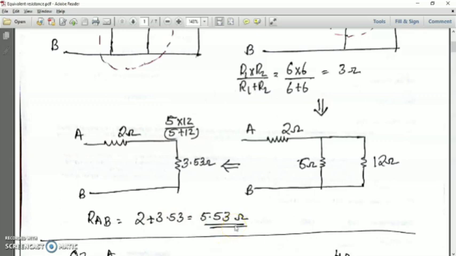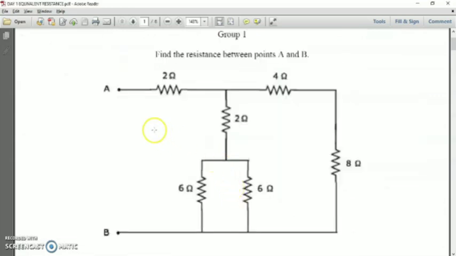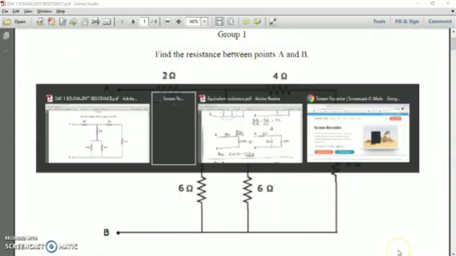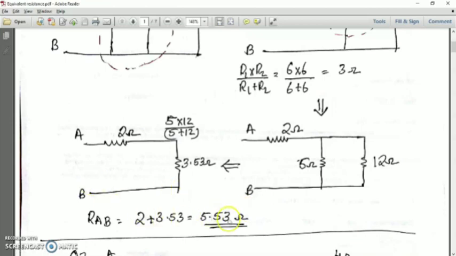So this is the answer for our question number 1. Okay, so this entire circuit is now simplified into a simpler form of 5.53 ohm. I hope you understood this.